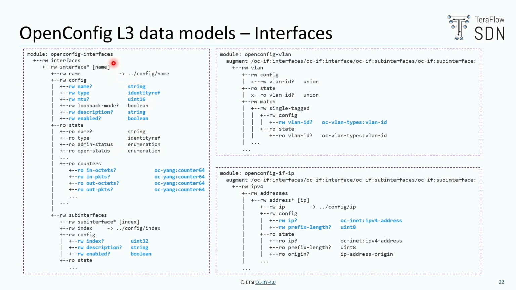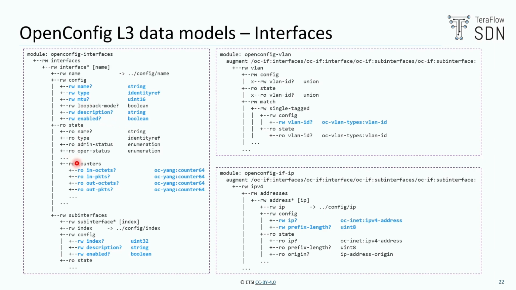This is how it looks in terms of the interfaces, for instance. You see that for an interface, you can define its name and its configuration, for instance the type of interface, description, and whether it's enabled or not.